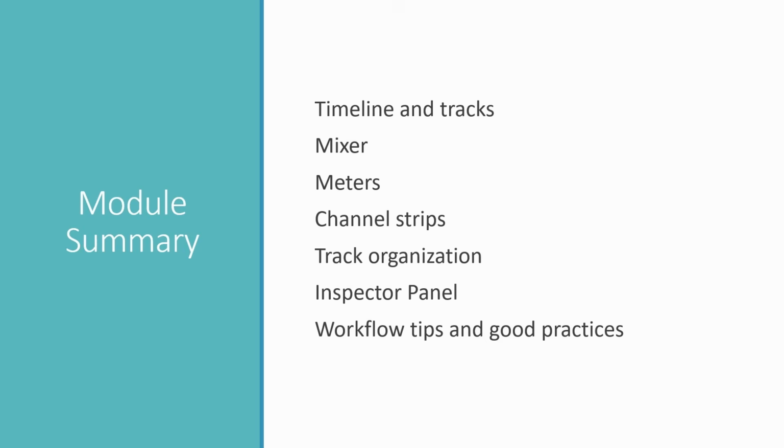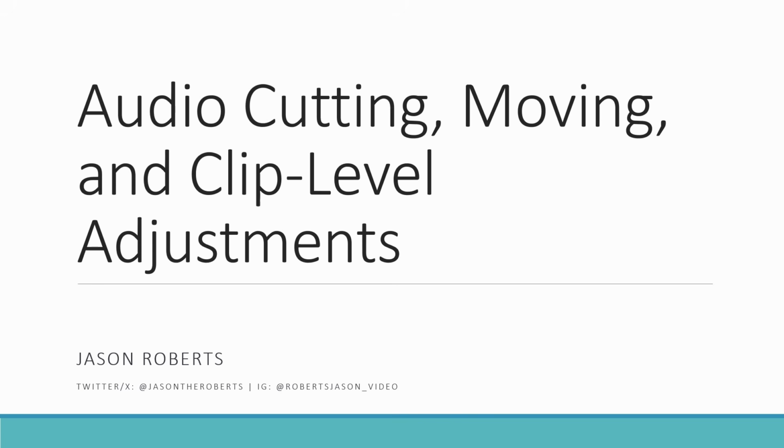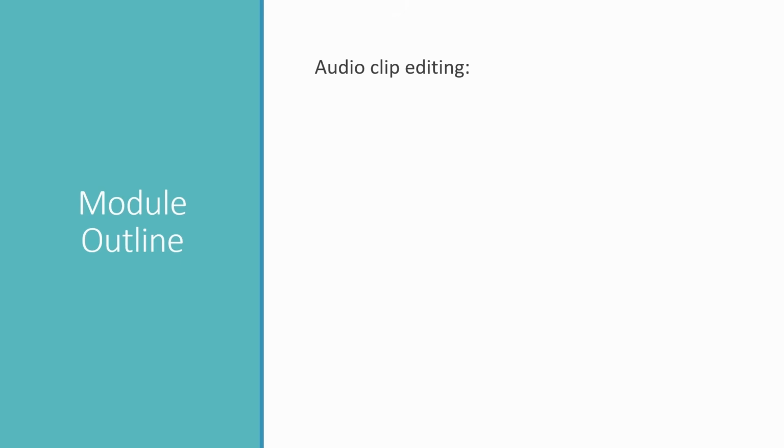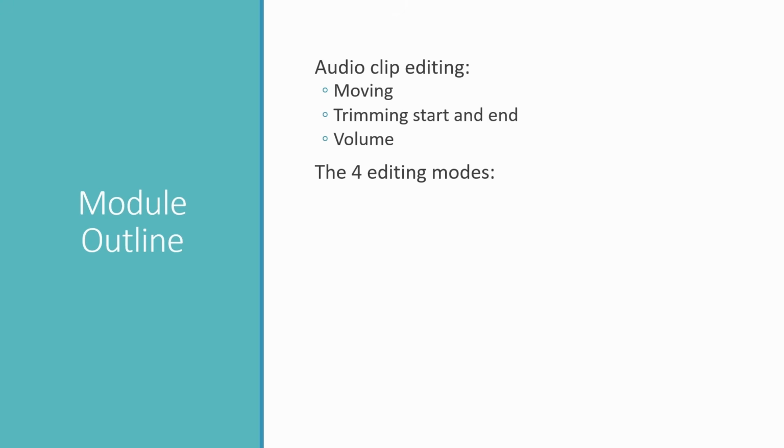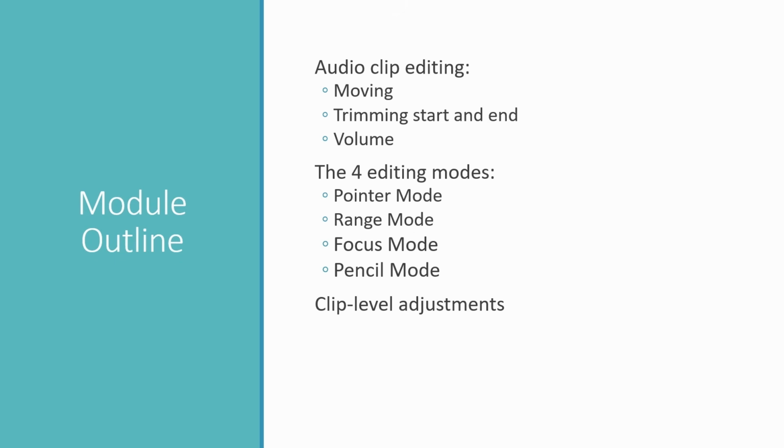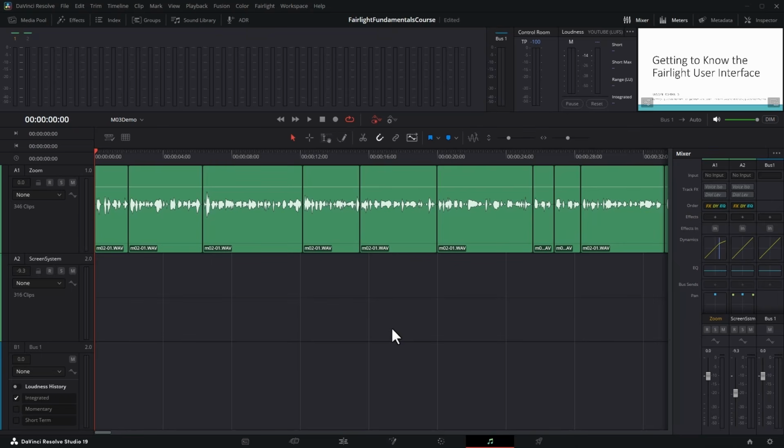Hi, welcome back to Module 3. In this module, we'll dive into one of the most important aspects of audio editing, working with audio at the clip level. So in this module, we're going to be learning about different aspects of audio clip editing, including moving clips, making clips shorter by trimming the starts and ends, changing clip volume, and as part of this, we'll learn about the 4 editing modes in Fairlight: pointer mode, range mode, focus mode, and pencil mode. We'll learn how to make clip level adjustments and work with clip level effects, and we'll also learn about audio transitions.